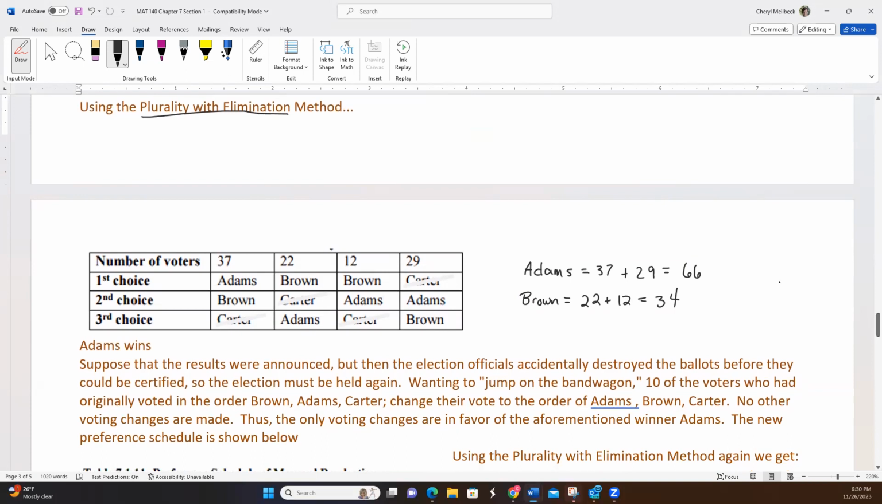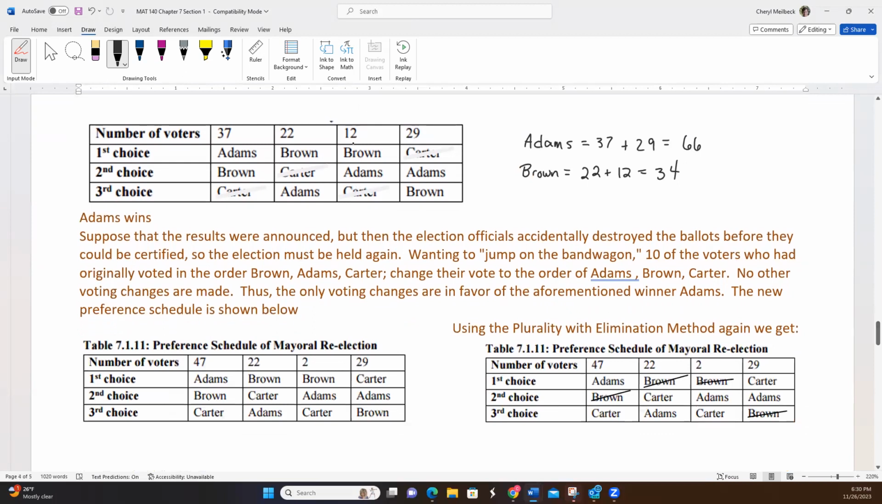Now, if we go on here, it says that suppose the results were announced, but then the election officials accidentally destroyed the ballots before they could be certified, so the election had to be held again. Wanting to jump on the bandwagon, 10 of the voters who had previously voted for Brown now choose to vote Adams, then Brown, then Carter. So they had voted before Brown, Adams, Carter. That's this column here. They changed their vote to Adams, Brown, Carter, and no other changes were made. So if we look at that voting table now, you can see that 10 of the people from this column went over to this column and went Adams, Brown.